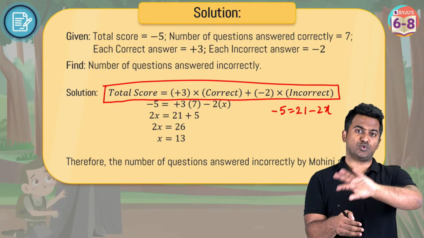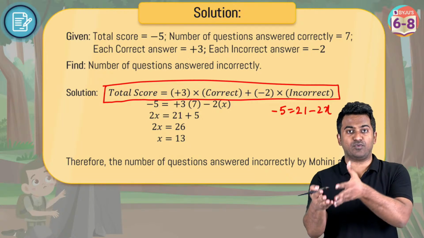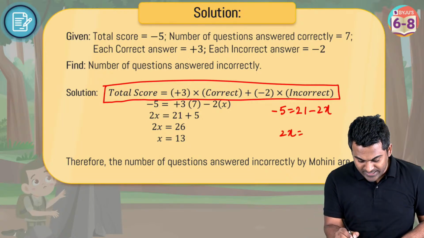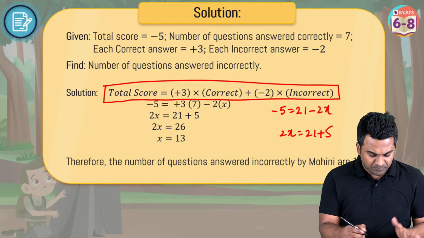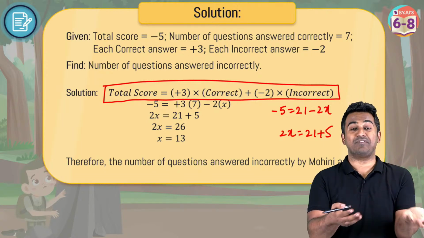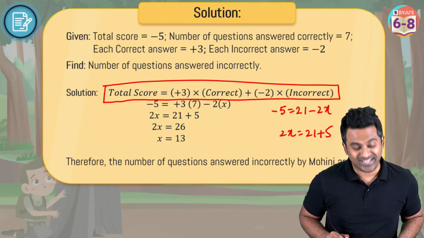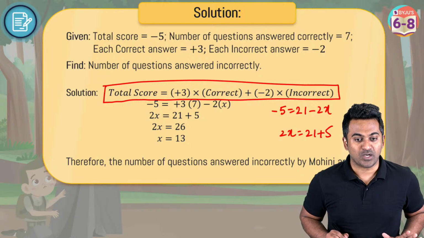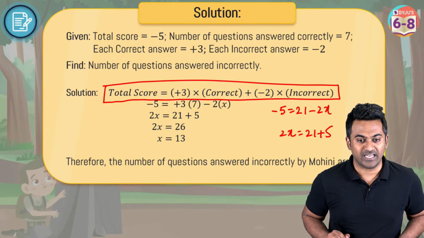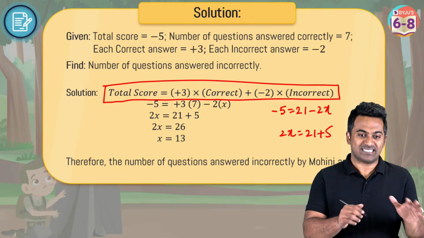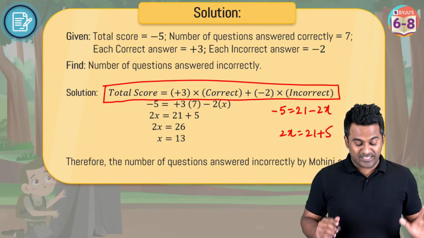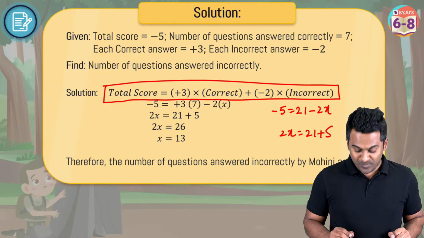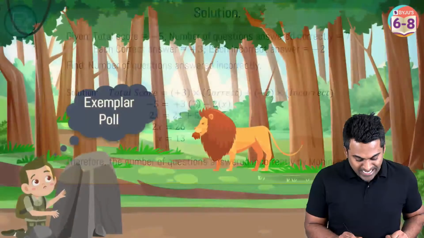Throw the -2x to the left hand side, bring the -5 to the right hand side, and this becomes 2x is equal to 21 plus 5, and you get 2x is equal to 26. Dividing both the sides by 2, you will get the correct answer as 13. Awesome. So please give the answer in one time. All right, let's try to do that. So the correct answer is going to be 13. Good job with this. I'm going to move on now.